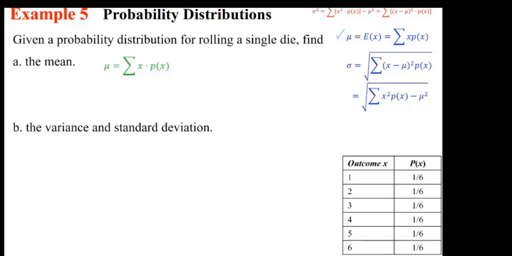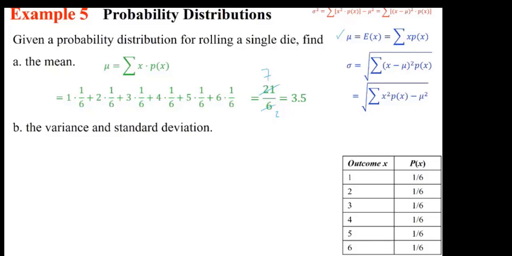1 times 1 over 6, 2 times 1 over 6, and all the way to the end. The last one is 6 times 1 over 6. And we add them up. It results in 21 over 6, or 7 halves, or 3.5. Let's find the variance and standard deviation. You can use any of those formulas. There are 2 ways to calculate them. So we pick one and we start.